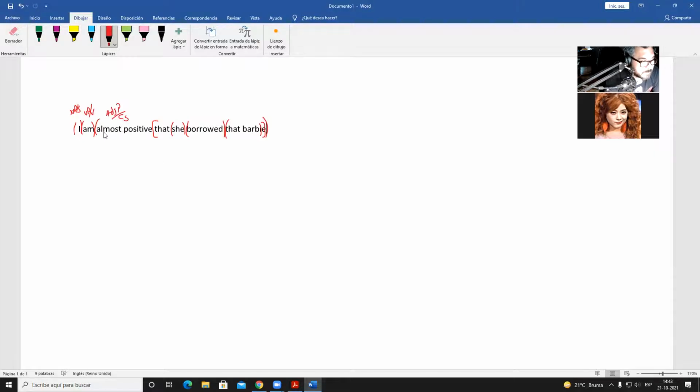All of this, we discussed yesterday. I mean, not yesterday, but the other day. I is a pronoun head. Am is a verb head. Almost here we have our adverb premodifier, positive, adjective, head, and next to that we have our that clause.